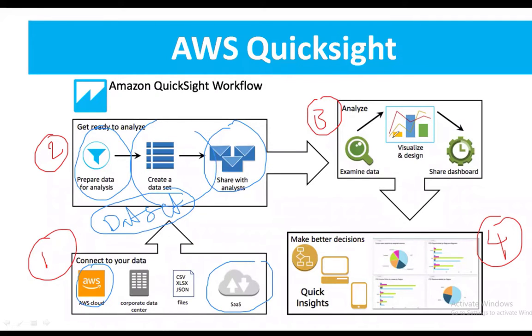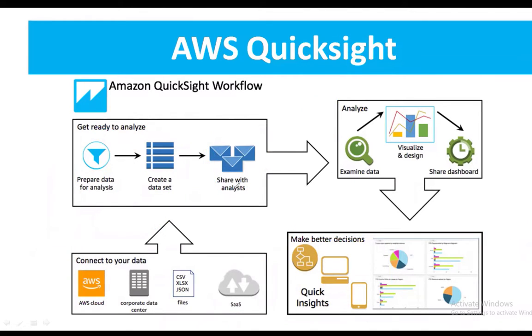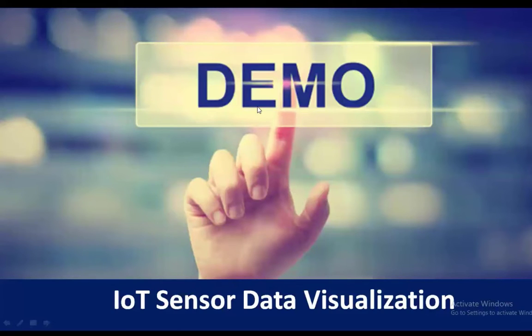In step 3, we'll be analyzing the data that we prepared. After analyzing, in step 4, you can build a beautiful dashboard, and you can use this dashboard for better decisions. You can continuously visualize data, and you can make decisions based on the data. So these are the 4 steps. This is the workflow, the 4 steps you generally have to follow to work with AWS QuickSight. I'll be showing you a demonstration of how we can do that, so that you will understand more details.